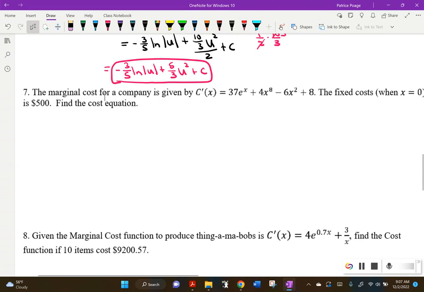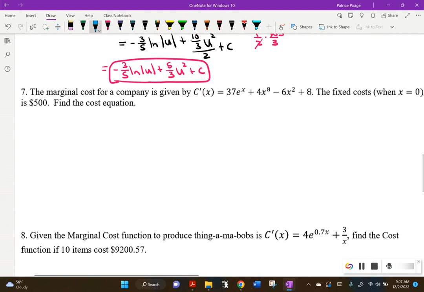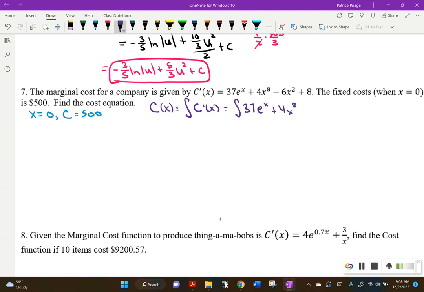Number 7. It says the marginal cost for a company is given to us. The fixed cost, which means when x equals 0, is 500. So that means when x equals 0, the cost is 500. It says find the cost equation. So we can find the cost equation by taking the antiderivative of the derivative. We're going to undo the derivative. So we're going to do the antiderivative of 37e to the x plus 4x to the 8th minus 6x squared plus 8.